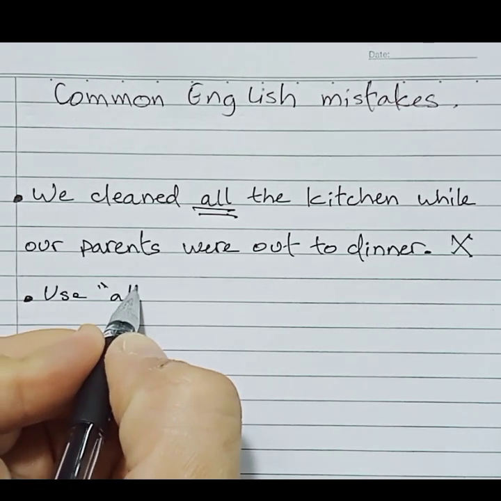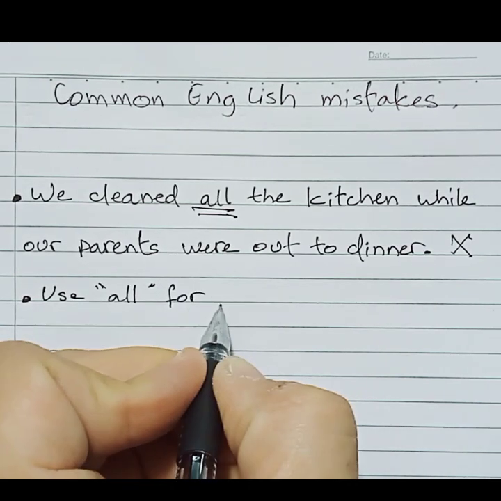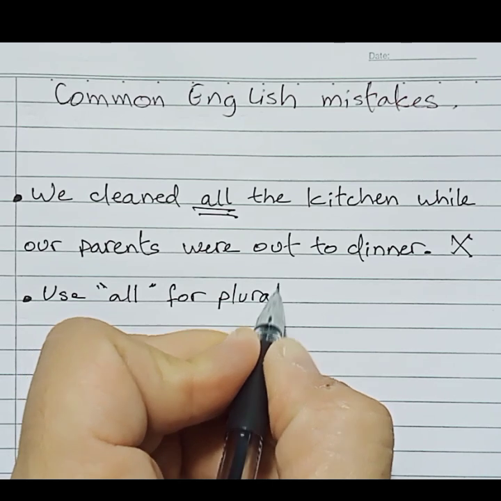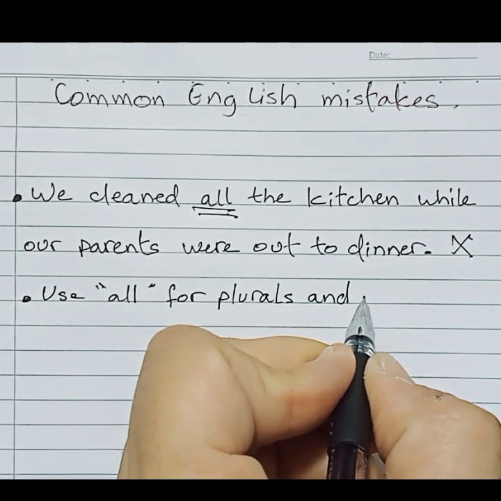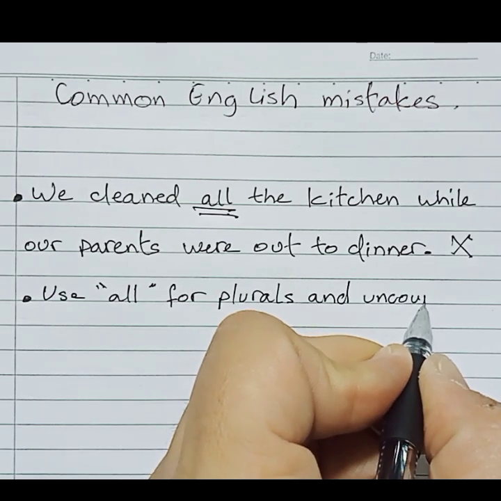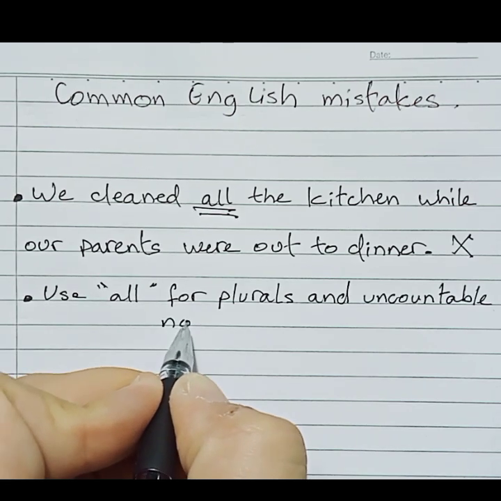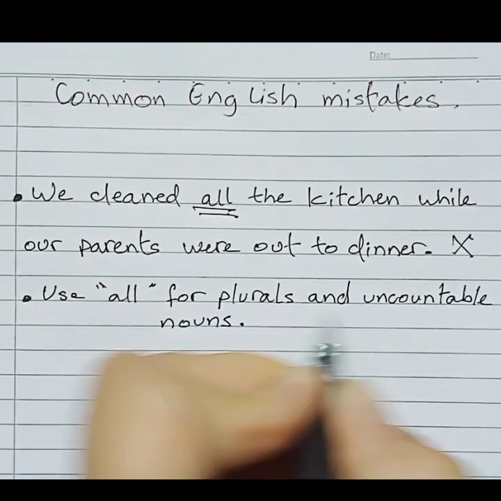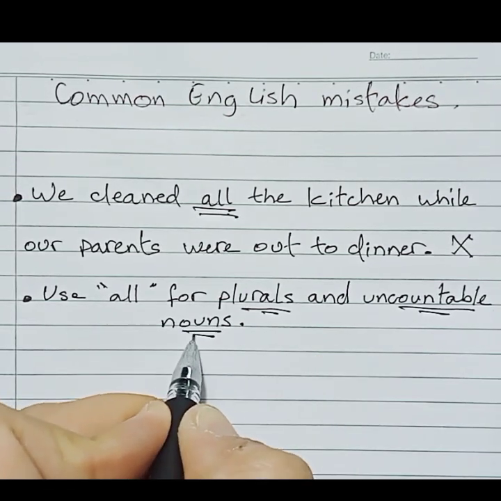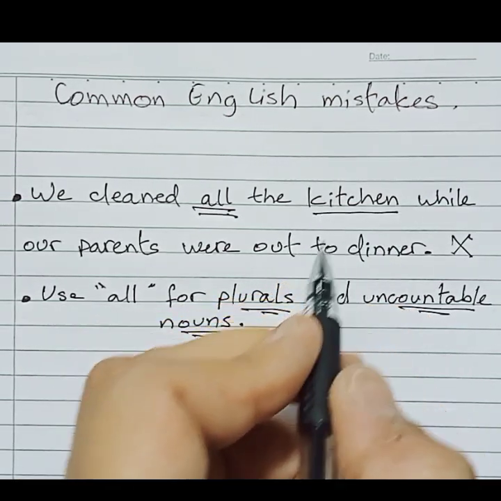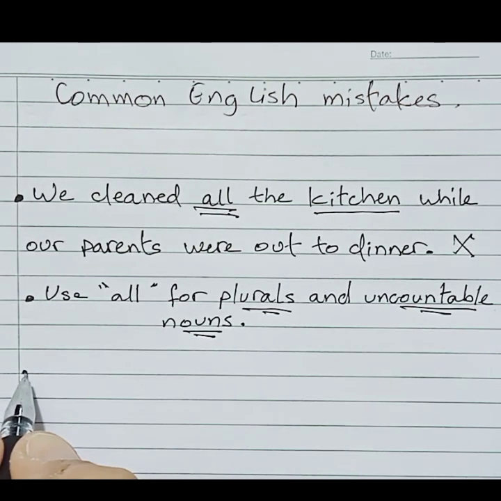Why? Because all is used for plural nouns and uncountable nouns. So all is used for plurals and uncountable nouns. And as you can see, the kitchen here is singular, so it doesn't fit in this sentence. Okay? You see the kitchen? It's one kitchen, and all is used with plural nouns or uncountable. Kitchen is a countable noun and it's singular.